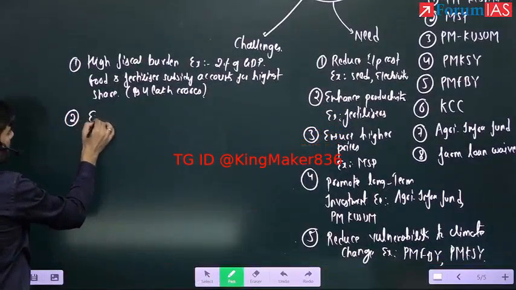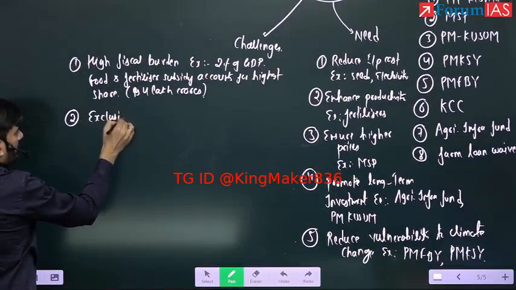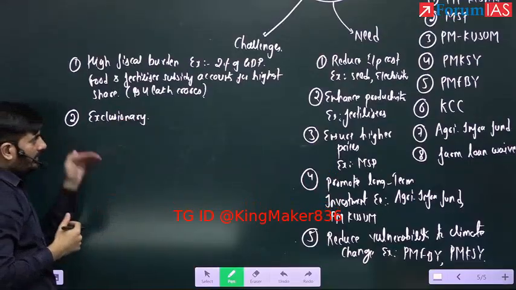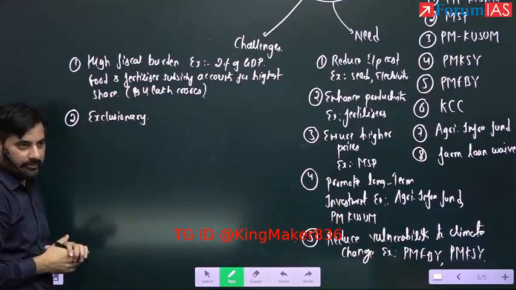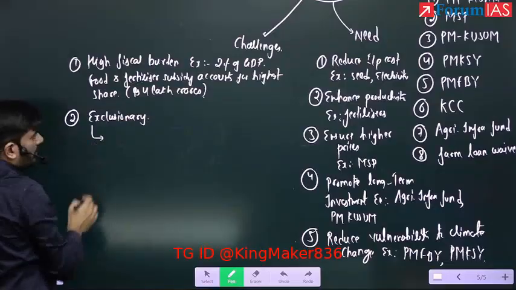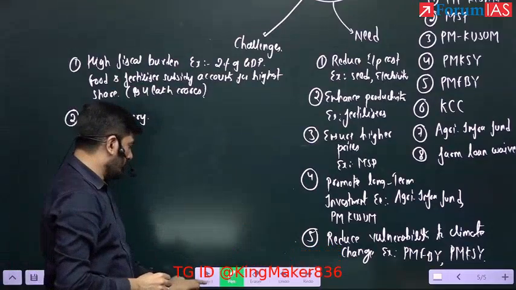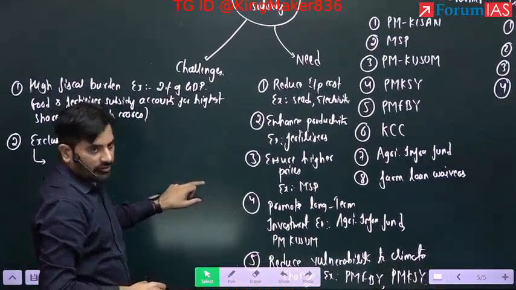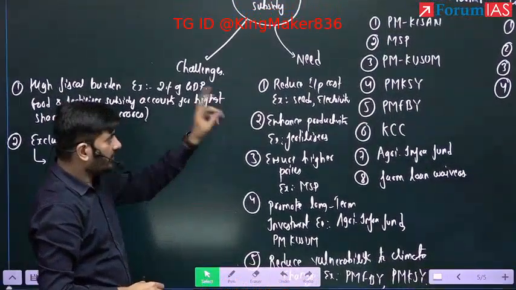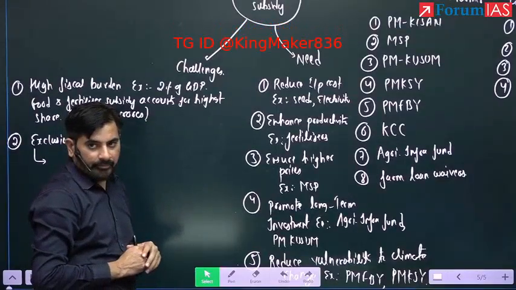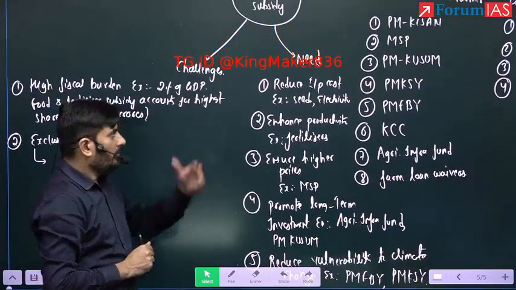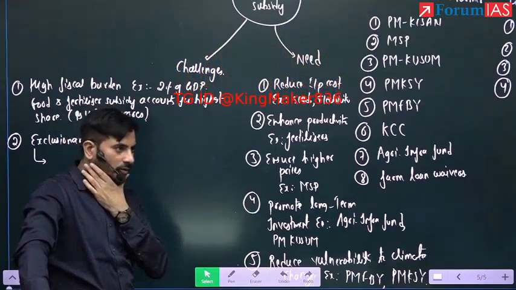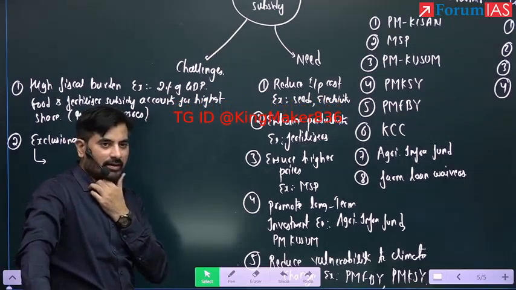Second point, you should write like this, a broad heading, and write exclusionary. Under exclusionary, you can generate some points. For example, just have a look at all the subsidies. कौन सा सब्सिडी आपको exclusionary लगता है? Starting from that, PM Kisan. How much money are we giving to farmers? 6,000 rupees per year. To which farmers are we giving this money?